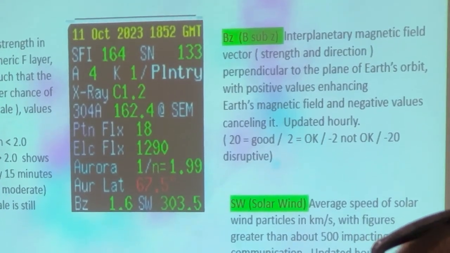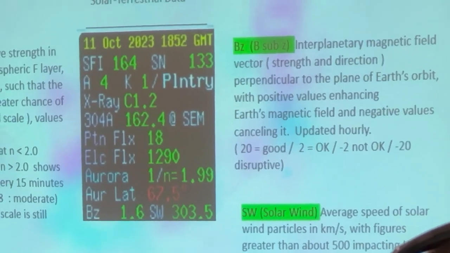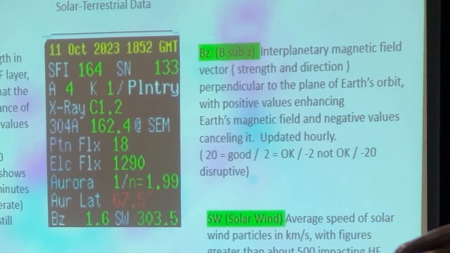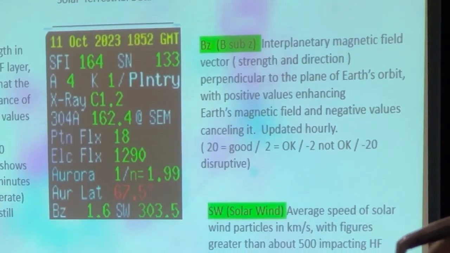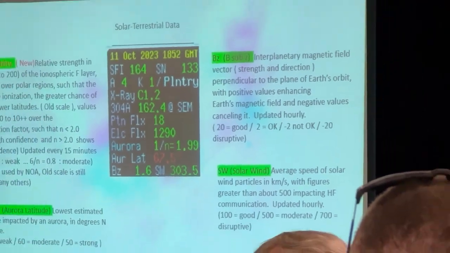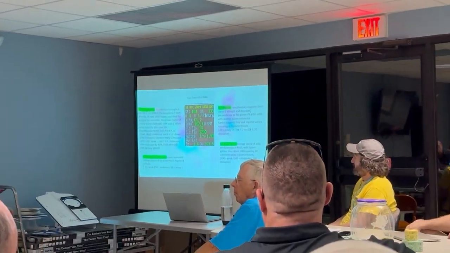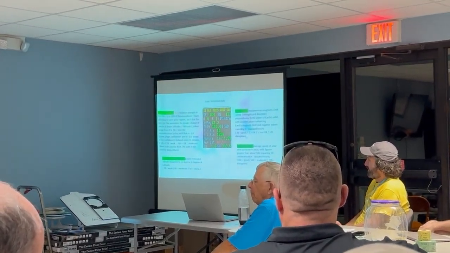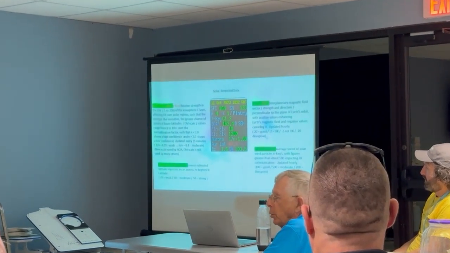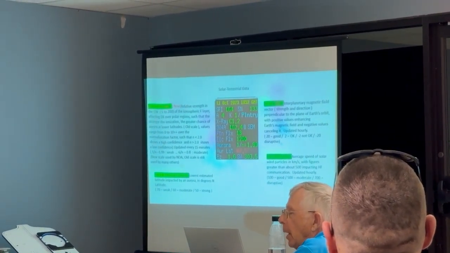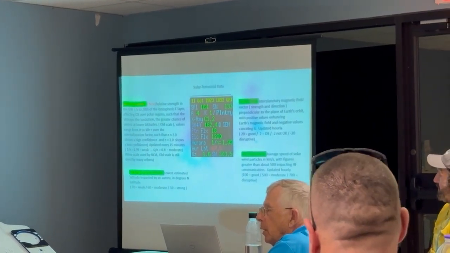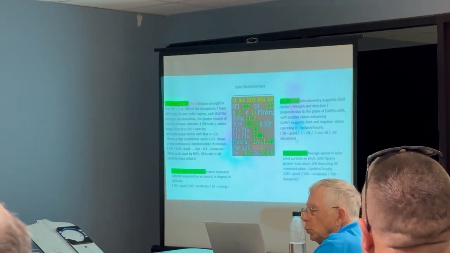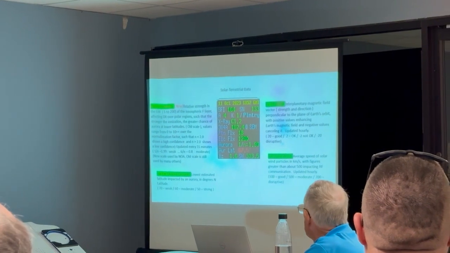I got a question for you, Bob. And the B subset Z, when it hits negative numbers such as you're showing there, what exactly gets disrupted? Because I'm totally new to this, so inquiring minds want to know. Basically, when you have that, your electron flux densities and your proton flux densities are building up, and they're causing the disruptions in these layers there. Okay, so it affects propagation. Yes, all this affects propagation there.